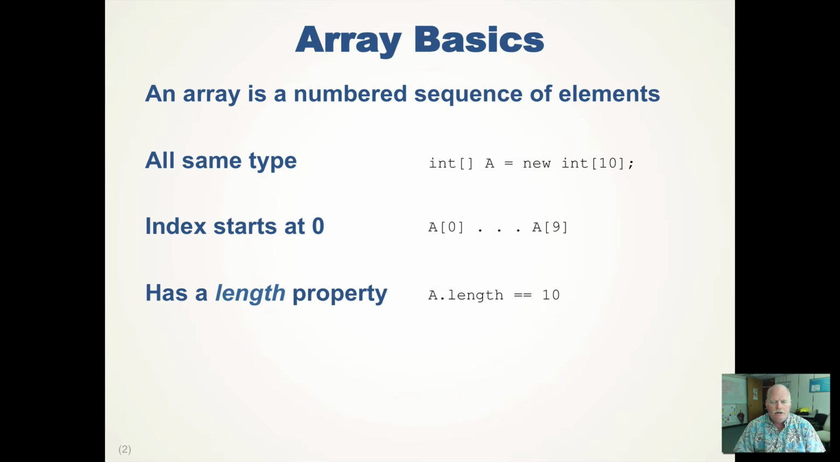The array also has a length property, so you can ask an array how many items it has by using the length property. In the example here, A's length is 10. So that's some of the basics. It's a type just like other types in Java. You can create arrays of any kind of object or primitives, in this case.